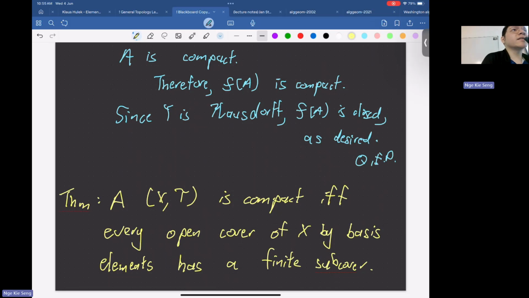Yes, that's right. If your set is compact, yes, because covering by basis element is one of the coverings. If it is compact, then that covering has to have a finite subcovering. Yes.